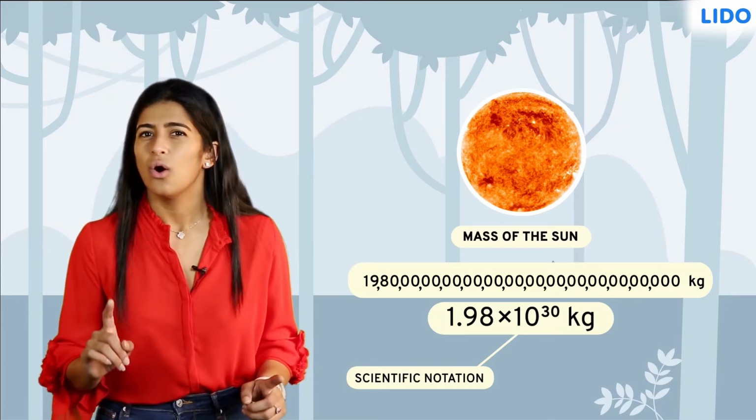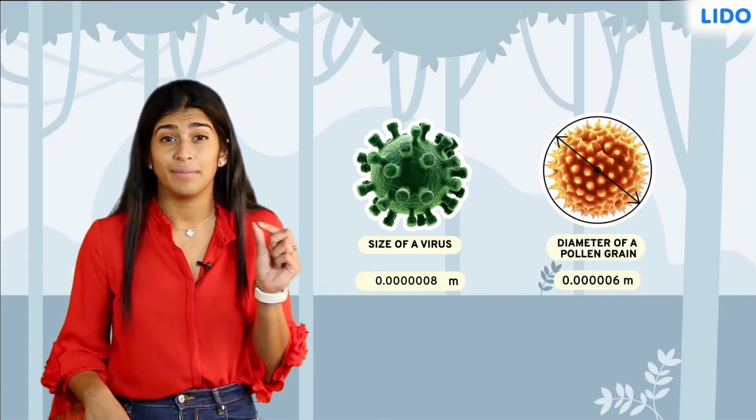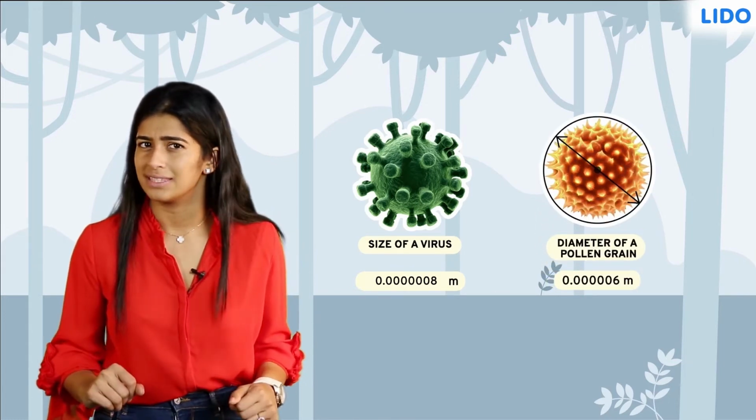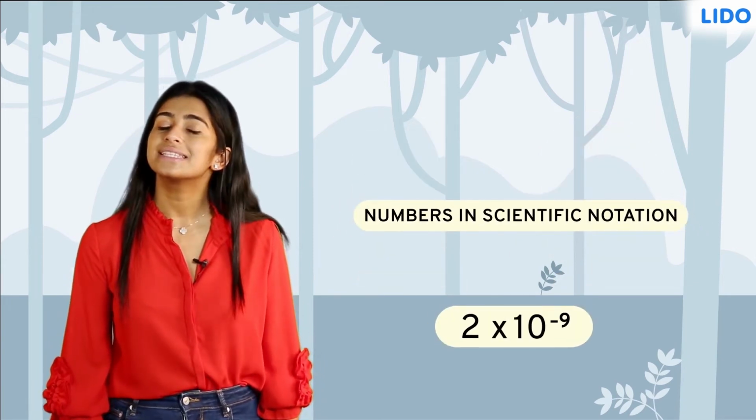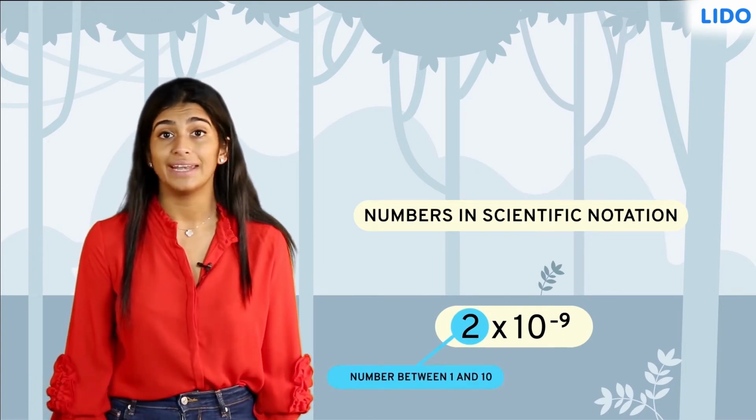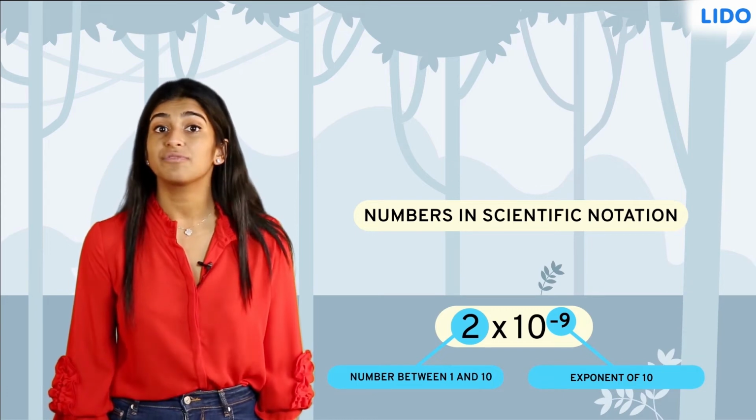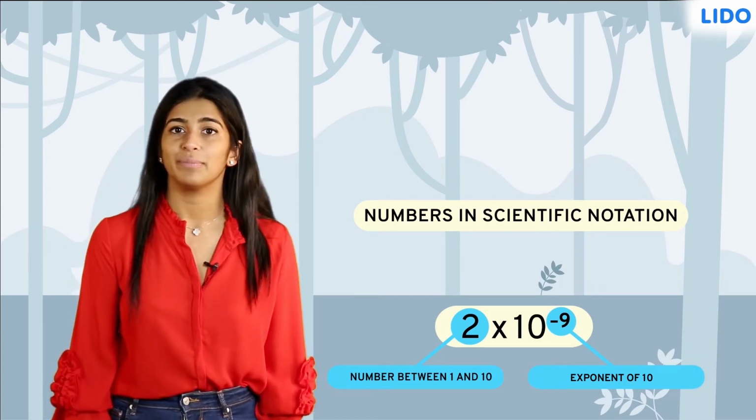But wait, what about the small numbers like the size of a virus and the diameter of a pollen grain? How do we express those in standard form? A number in scientific notation consists of two parts. The first part is a number from 1 to 10 and the other is the exponent of 10. In the case of very small numbers, the exponent of 10 is a negative number.